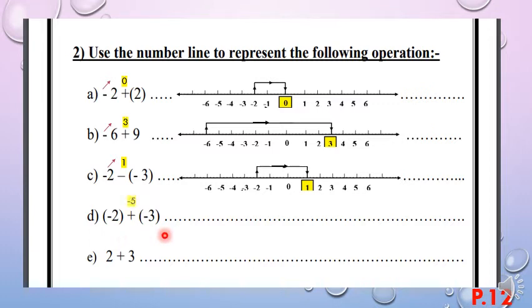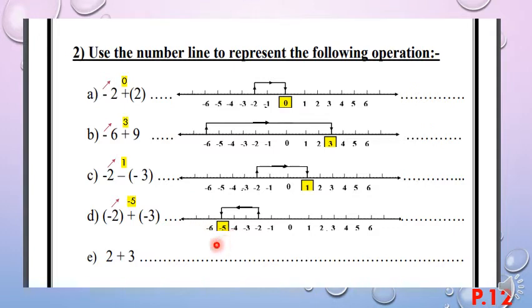The result is negative 5. So we need to move from negative 2 till we reach negative 5 on the number line. Here is my number line. Here is negative 2. Then go up. Pay attention here. This time I'm going to go to the left to reach negative 5. Then go to the left, then go down on negative 5. And that's it. Letter E.